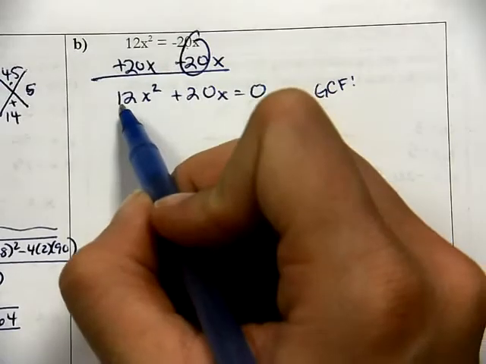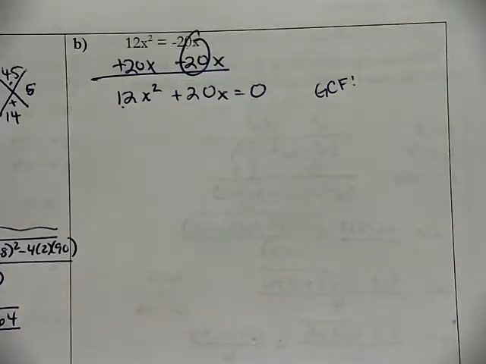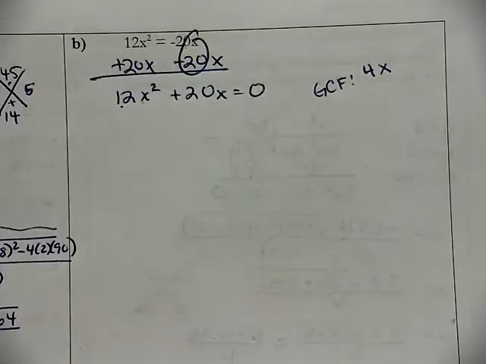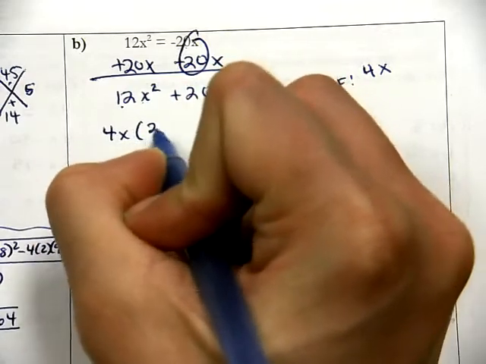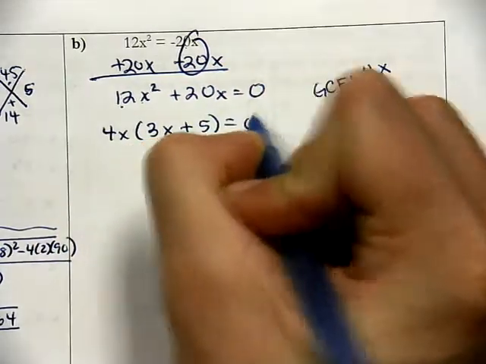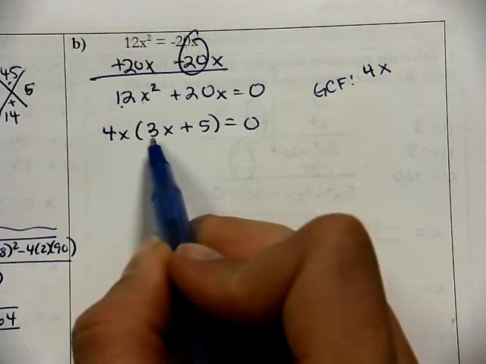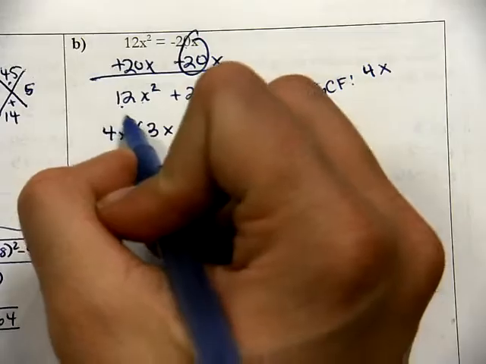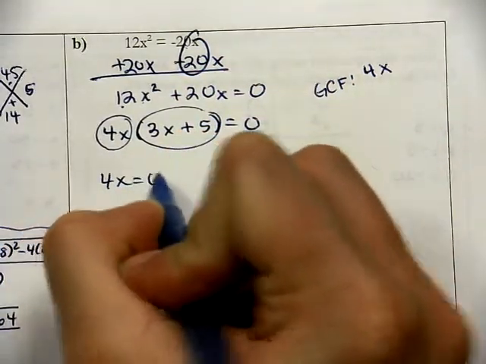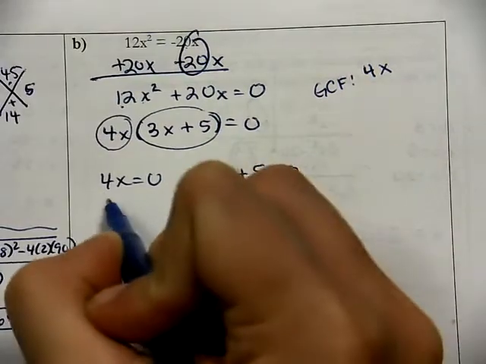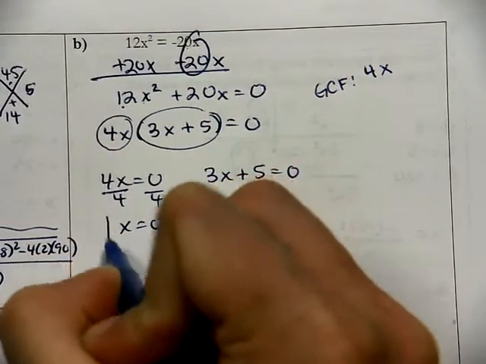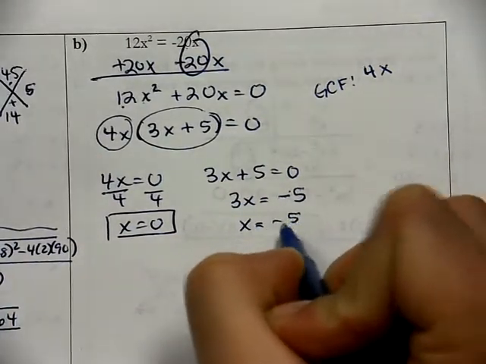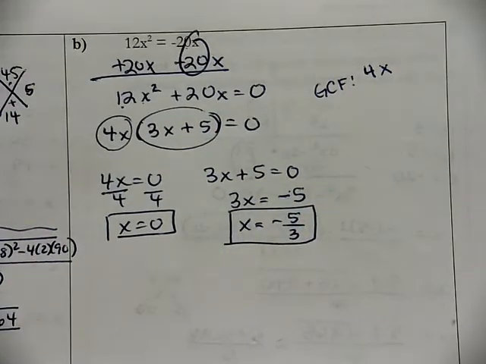Well, I noticed that the GCF of 12 and 20, I believe, is 4. But then I have an x squared and an x, and the GCF there would be x. So if I factor out a 4x, I'm left with 3x plus 5 equals 0. And when I look inside the parentheses, because this is a linear factor, I cannot factor it any further. So now it's factored, set equal to 0. I can use the zero product property where I set each factor equal to 0 and solve. If I divide by 4, I get x equals 0 as one solution. Subtract 5 from both sides, divide by 3, and I get x equals negative 5/3.